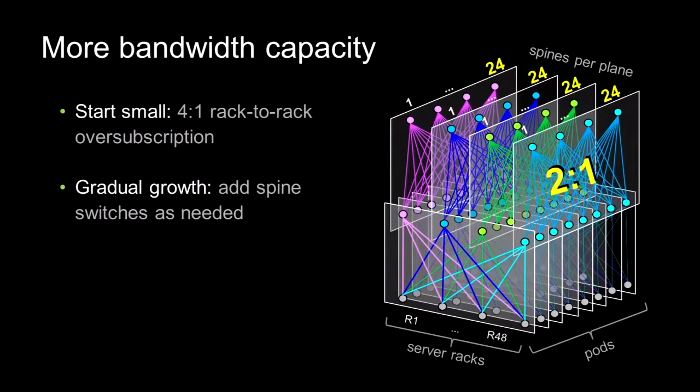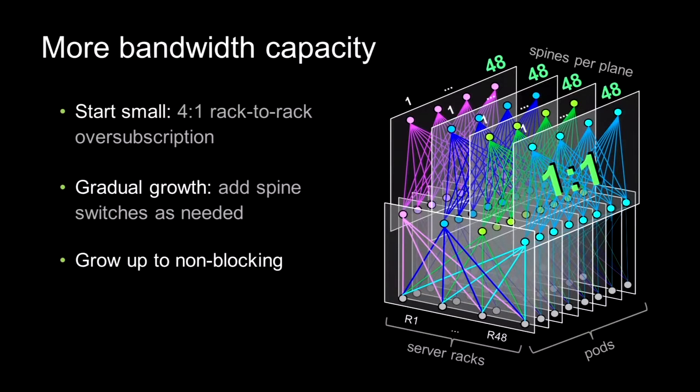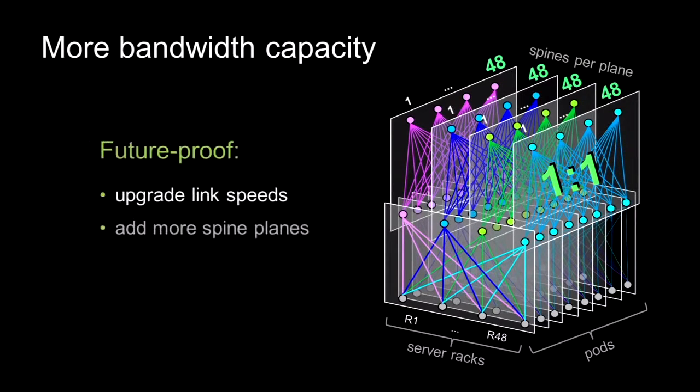Let's say we can go to 2-to-1 by growing the spines to 24 switches. Or we can go to a completely non-blocking network with 48 switches per plane. It's also future-proof. To go even higher in capacity, we can upgrade link speeds. We can go 100 gig, we can go 200 gig, we can go 400 gig. We designed the topology to be able to support that, and we designed the environment to be able to scale to that too. Or we can increase the number of spine planes within the same port speed. If we go to 8 planes, that automatically doubles the capacity.